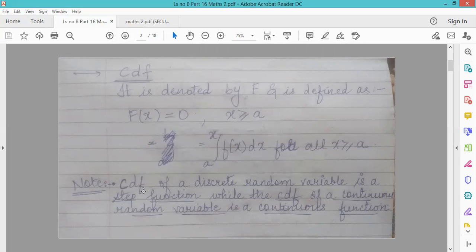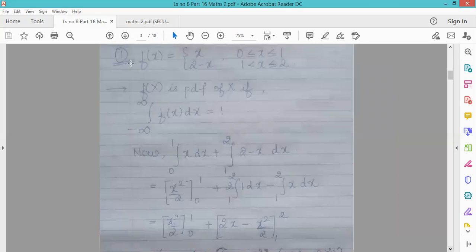Now, one more important thing you have to keep in mind, that cumulative distribution function or CDF of a discrete random variable was a step function, while the CDF of a continuous random variable is a continuous function. That means in case of discrete random variable, there used to be a full stop. Step by step, we used to subtract and we used to get the answer. Correct? But to calculate CDF of a continuous random variable, it is a continuous function. There is no limit of stopping it.